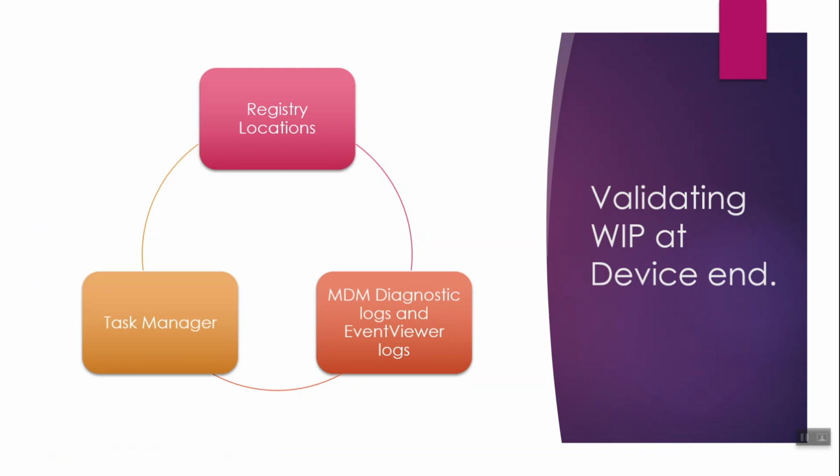Firstly, as I said, I cannot stress this enough. A DRA certificate is a must. I know that WIP can work even without a DRA, but I would strongly recommend, even if we don't have a PKI infrastructure, just generate a DRA and upload it. It makes life easier. Okay, so DRA is a must.